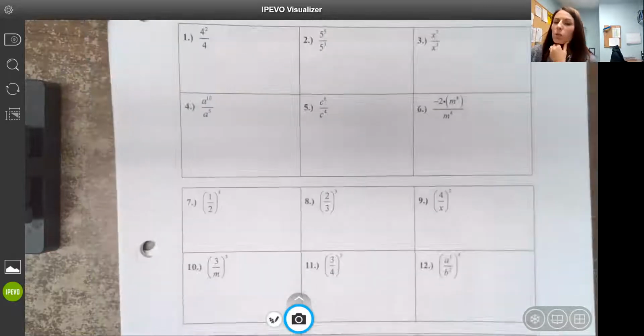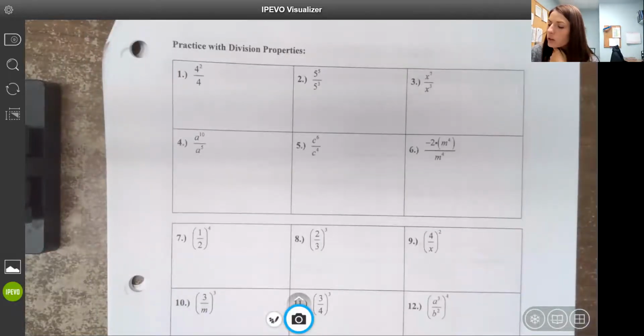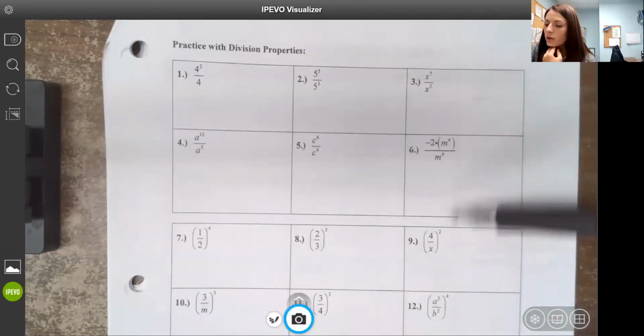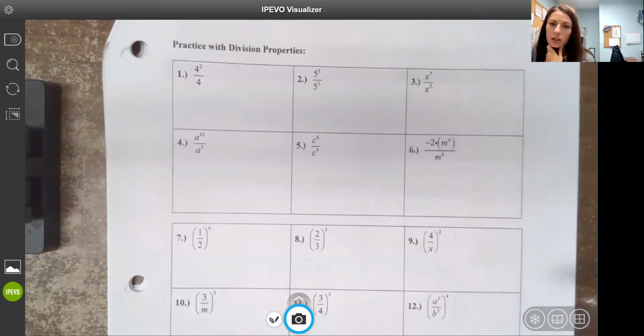Okay. So now I do want you to practice this a little bit further today before you have homework with division properties next week. So work through this page, and I'll post the answer key to this page in the assignment with the video link.